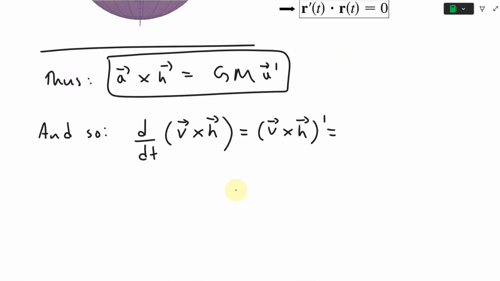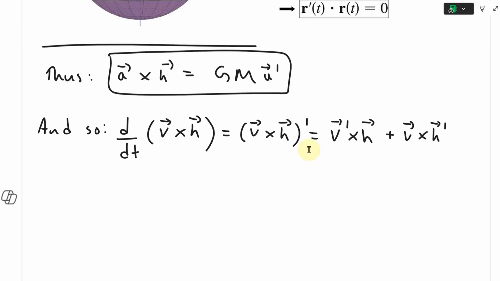So now this equals v prime cross h, and then plus v cross h prime, like that. All right, and now we have this. So this is v prime, which just equals acceleration. This is a vector. And now this right here, we have the derivative h prime, but we know that h is just a constant. Its magnitude just equals 1. So this derivative right here equals 0. This becomes the 0 vector.